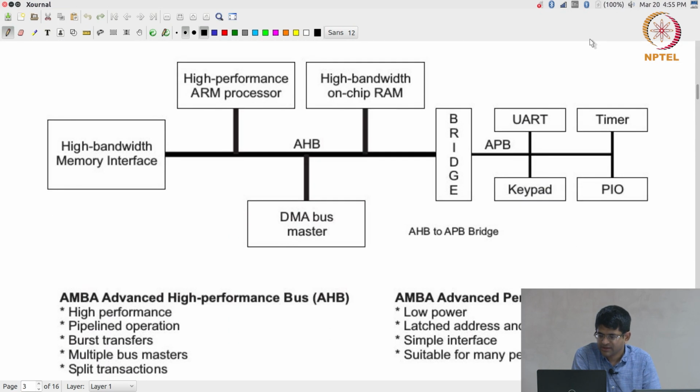So let us start with a generic picture of what a high performance bus based system looks like. What we are essentially talking about is something like this. Of course this is defined by ARM, therefore they assume that what you have is an ARM processor, a high performance ARM processor as they call it.